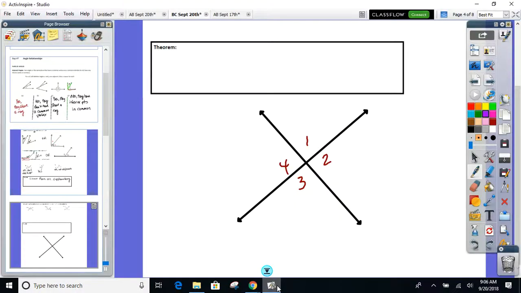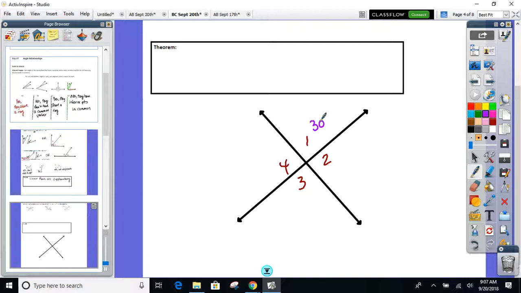28, just give me a random degree measure for angle 1. 30? Okay, help me out, guys. If that's 30, name another angle that's 30. Actually, you don't know this yet. This is the fact that's coming. What's angle 2 then? 150. Give me reasoning. Because they are? Oh, because they are? Okay, we're just yelling out vocab now.